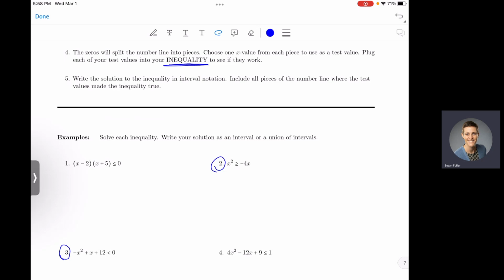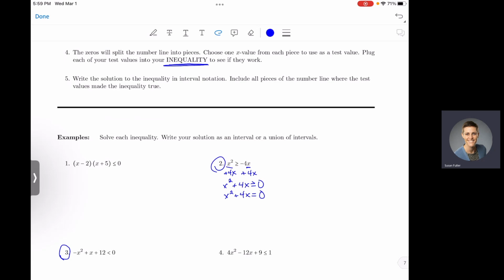Okay, so let's do number 2 here. So I've got x squared is greater than or equal to negative 4x. Because I have an x squared and an x, I'm going to put everything on one side and try to factor this. So to do that, I'm going to add 4x to both sides, and I'll get x squared plus 4x is greater than or equal to 0. All right, everything on one side, a 0 on the other. And now that I have this, I'm just going to pretend that that inequality symbol isn't even there. I'm going to pretend it's just an equal sign.